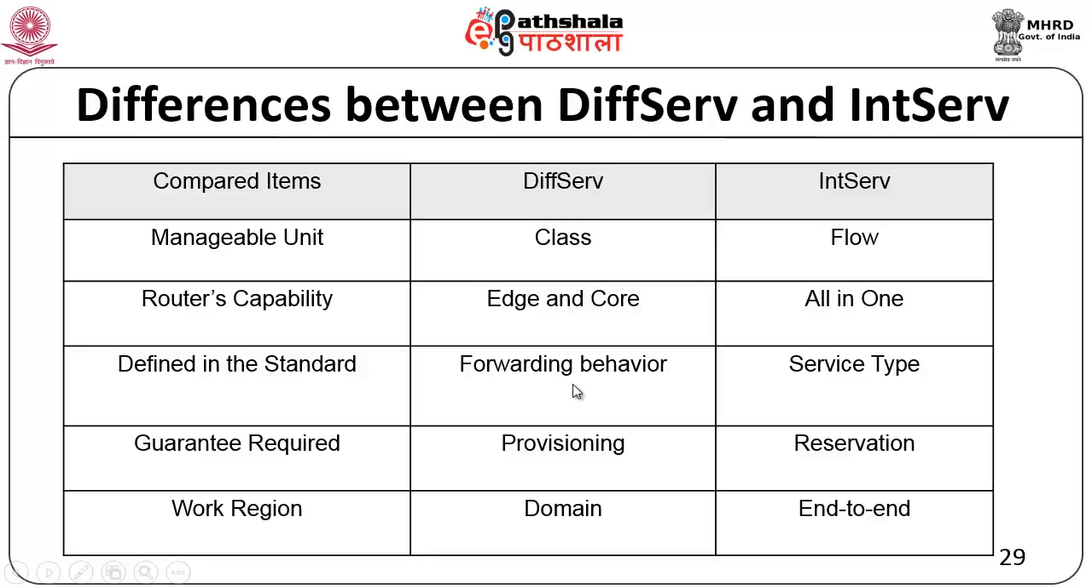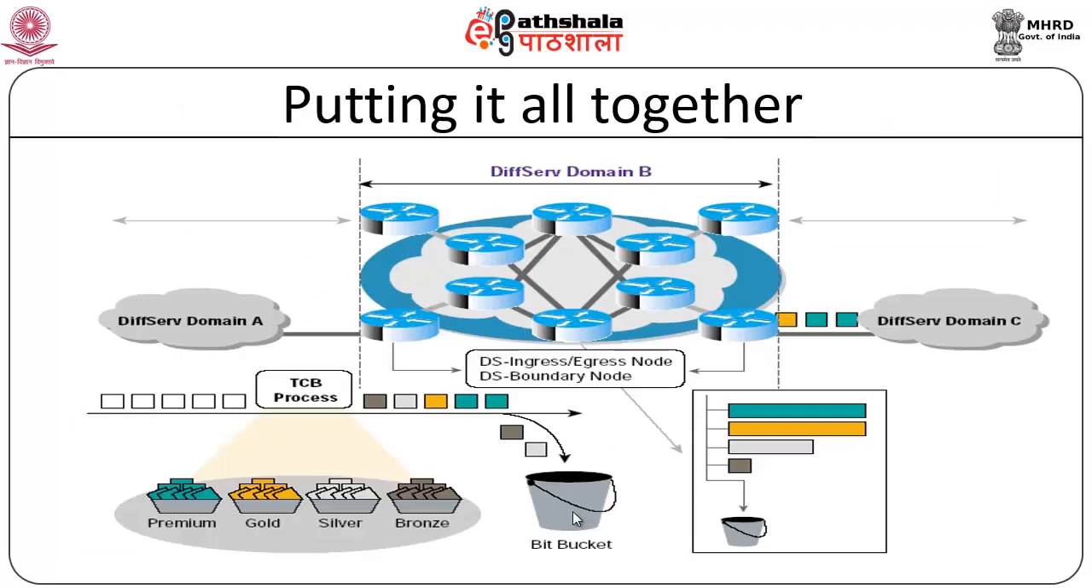And here what is defined in the standard is the forwarding behavior. In IntServ, service types are defined. And guarantee required here requires provisioning. In IntServ, we make use of reservations. And DiffServ works in terms of domains, whereas IntServ works end to end. Okay, this is at a domain. When you have a DiffServ domain, it is within the DiffServ domain that service will be provided. Okay, so this is just a quick comparison of DiffServ and IntServ.